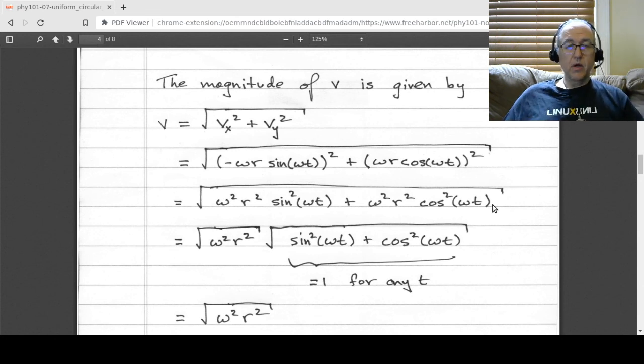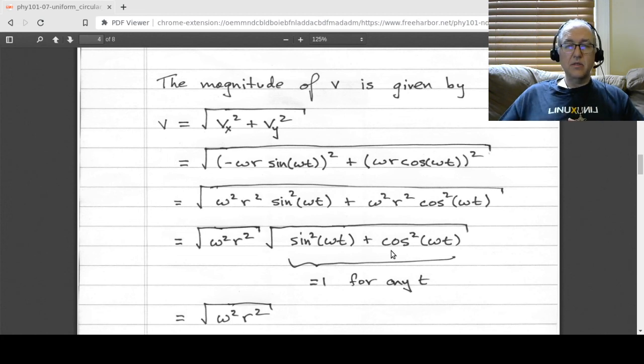Let me factor things out, okay, to simplify things. Both terms under the square root have an omega squared r squared. So there's an omega squared r squared in front of the sine squared and an omega squared r squared in front of the cosine squared. Pull that out, okay? And you could actually separate it into two square roots that are multiplied by one another. So we have the square root of omega squared r squared. And then under the remainder of the term, you have sine squared omega t plus cosine squared omega t.